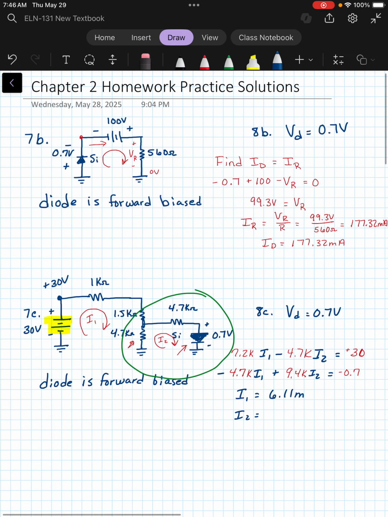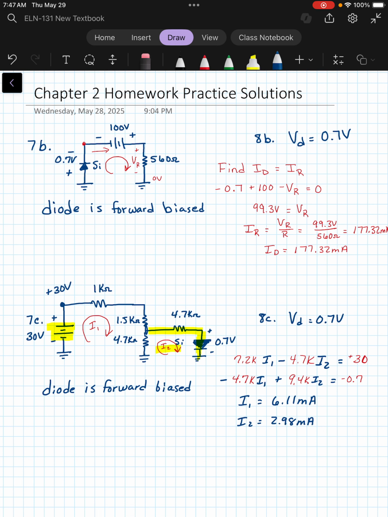So I1 would be 6.11 milliamps. I2 would be 2.98 milliamps. And then we can find whatever we are looking for in our particular circuit. So what I find is that I2, if you look at where this mesh current actually does go in the circuit, I2 is through this path right here, which actually is our diode current. So that is actually the diode current.